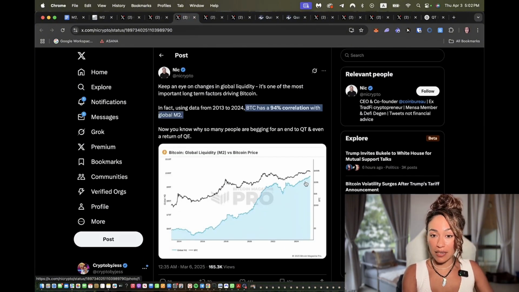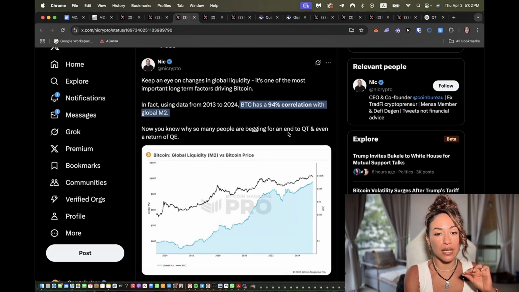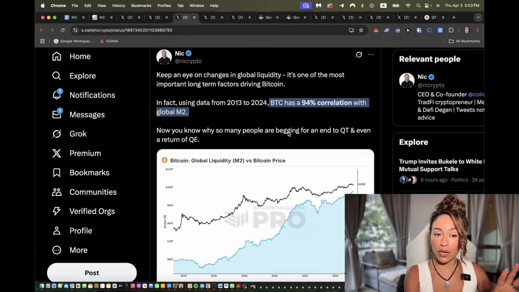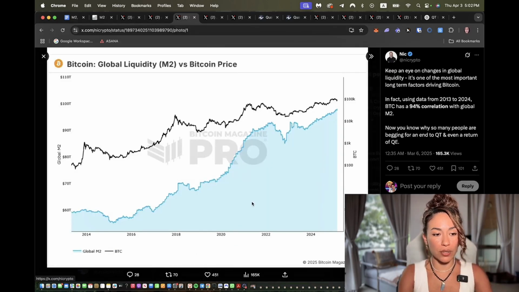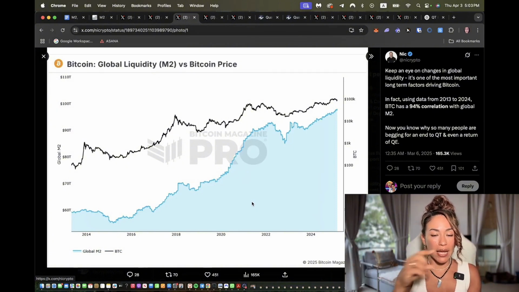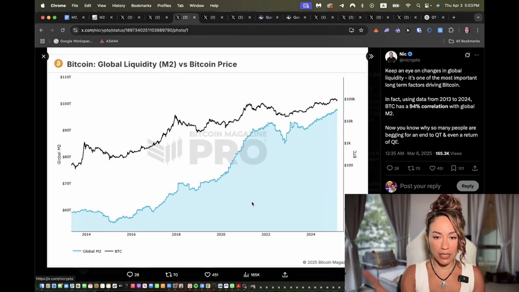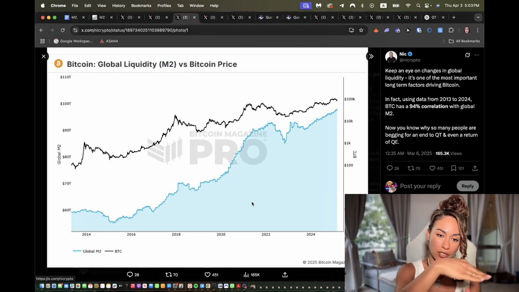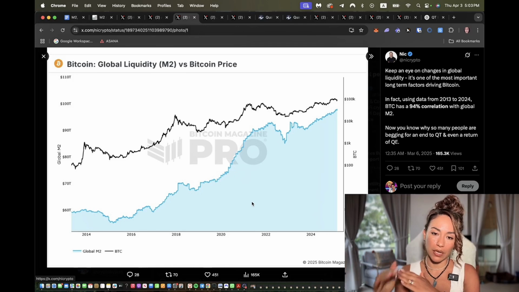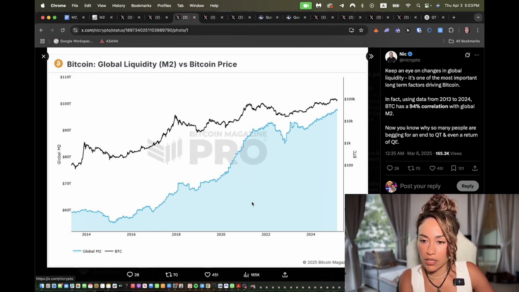And as Nick, the CEO and co-founder at Coin Bureau, shares with us, there is, as I highlighted on the screen, a 94% correlation with Bitcoin following the global M2 money supply. And you can see that here yourself. So what is in blue is the global money supply, and the black line is BTC's price. So you can see how there is definitely a correlation, a big correlation. So isn't that interesting?